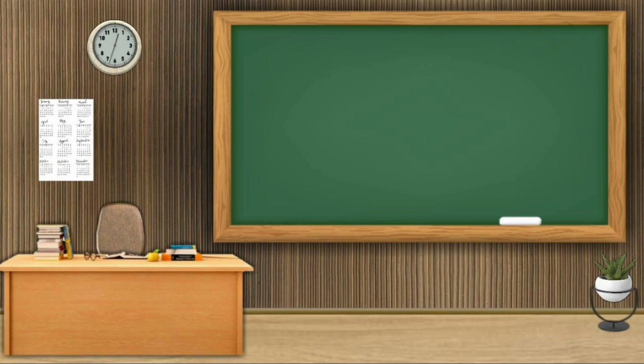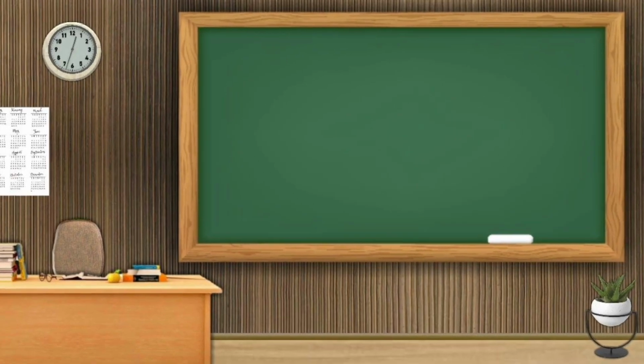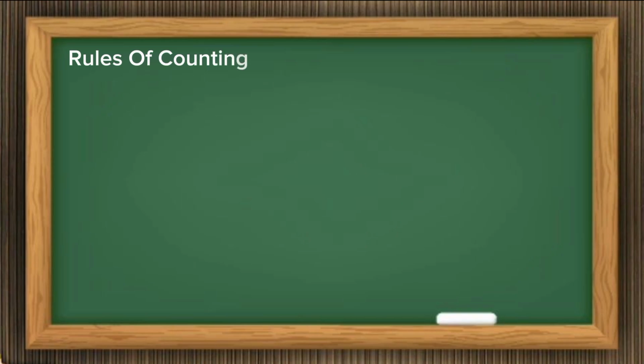Counting in mathematics is used to find the number of possible outcomes in a variety of situations. In this lesson, we are going over some basic rules as a first step to counting methods. First, we have the OR and AND rules.